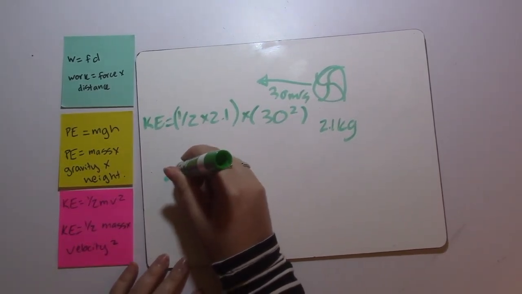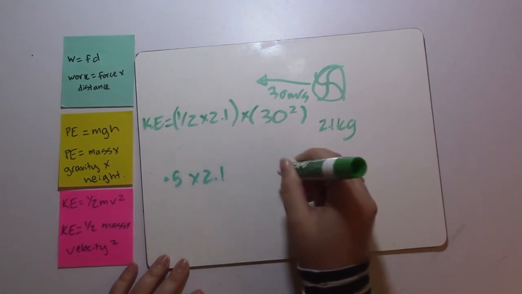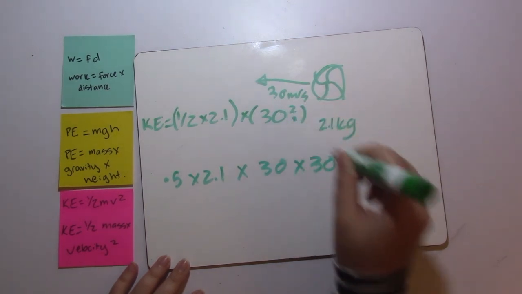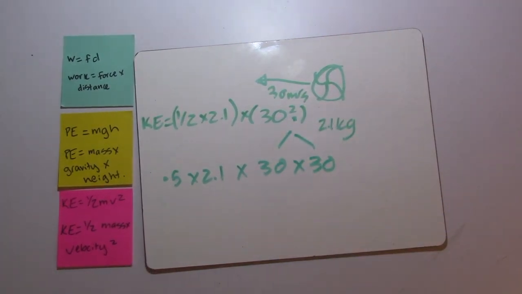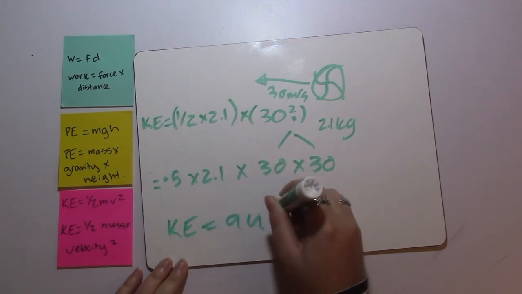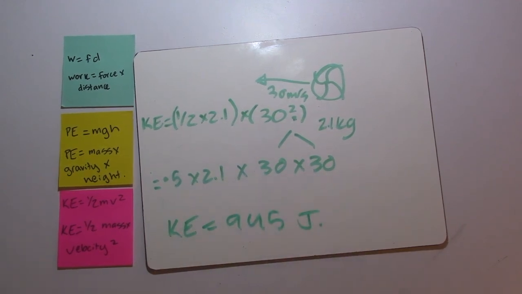So into the calculator, I'm typing 0.5 times 2.1 times 30 times 30, because remember we have that little exponent, which means we need to multiply 30 by itself. And that should give us our KE. So go ahead and type that into your calculator. And we should get an answer of KE equals 945 joules. And that's it.